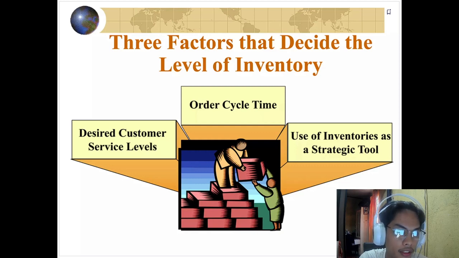So the order cycle time, just like the one I talked about a while ago, and the use of inventories as a strategic tool. Oversight of an inventory strategy helps ensure you have enough stock to meet demand while also optimizing production, goods in transit, storage, and cost. It also helps your business stay organized with inventory accounting so you are prepared for tax season.